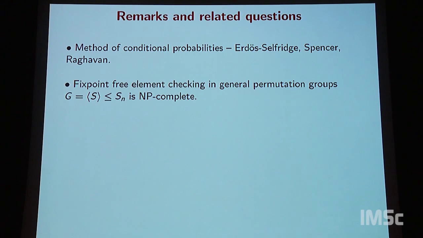So here's one more point that I want to make. If G is not a transitive group, checking whether G has a fixed point free element or not is a hard computational problem. It's NP complete. So there are no known efficient algorithms for it.